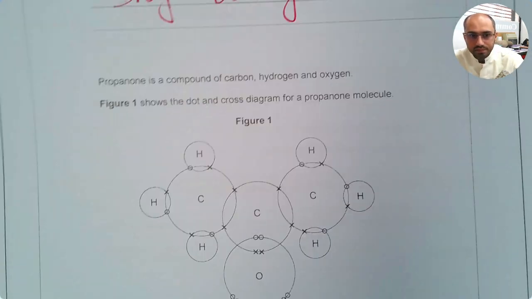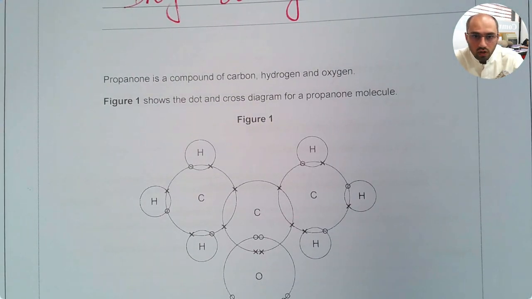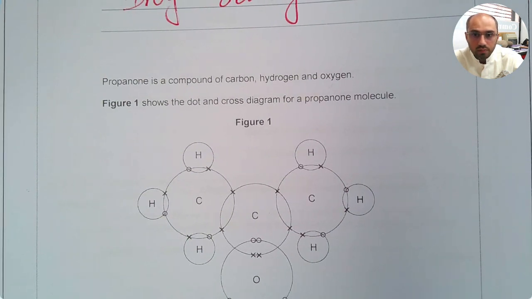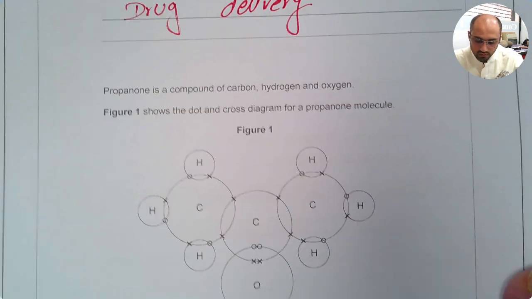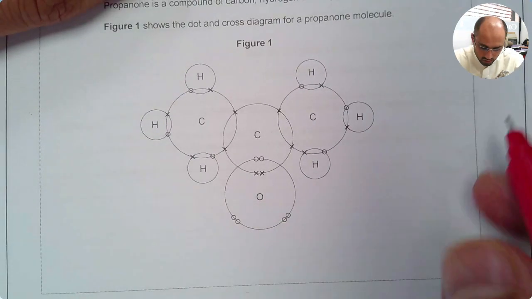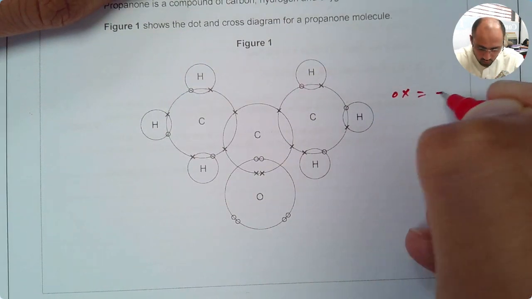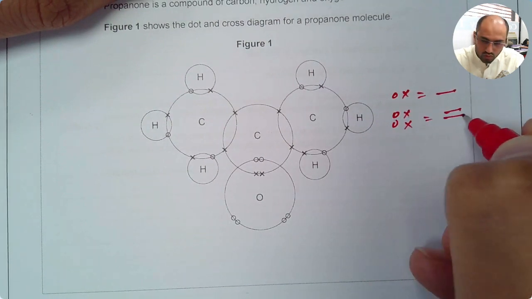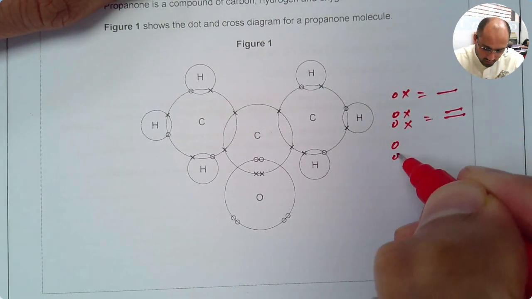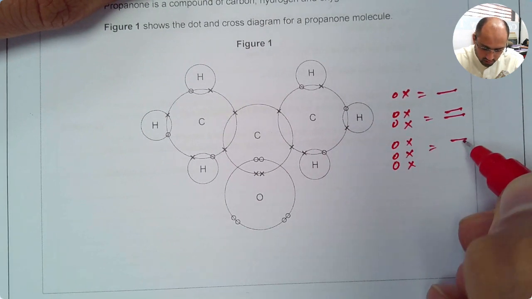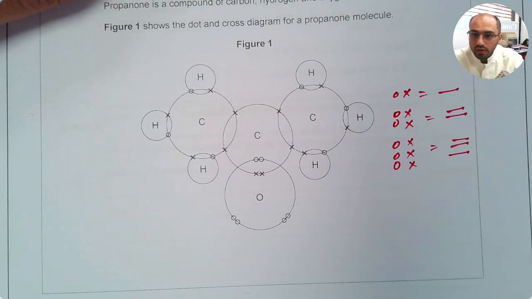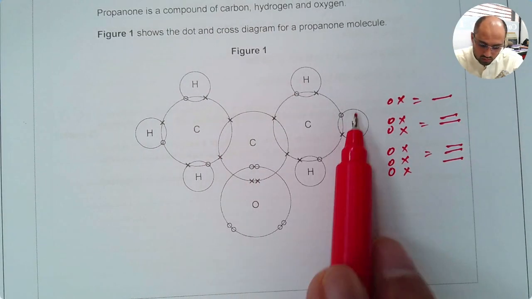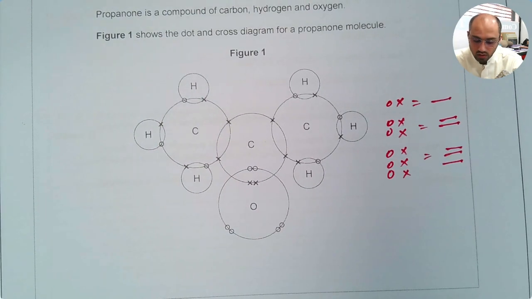Next part says, propanone is a compound of carbon, hydrogen, and oxygen. Figure 1 shows the dot and cross diagram for the propanone molecule. So they've given us a diagram here. Just remind yourself, this means one covalent bond. This means two covalent bonds. And if you have 3 sets of these, then this means there are 3 covalent bonds, because one covalent bond is equal to 2 electrons. So we've got 3 carbon atoms, 6 hydrogens, and 1 oxygen.